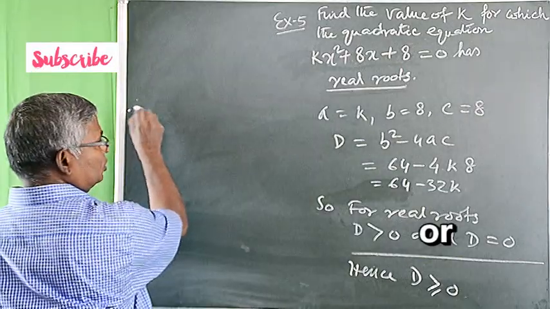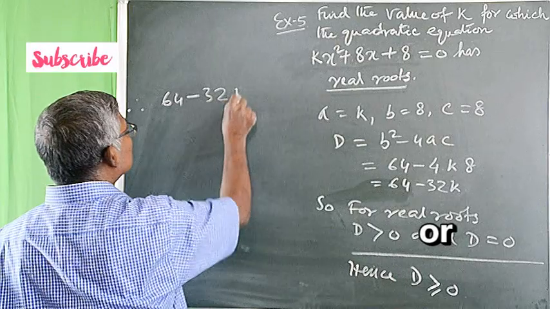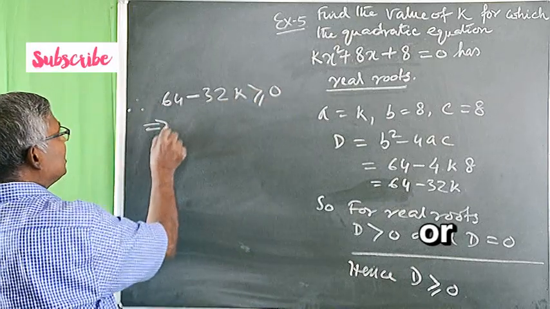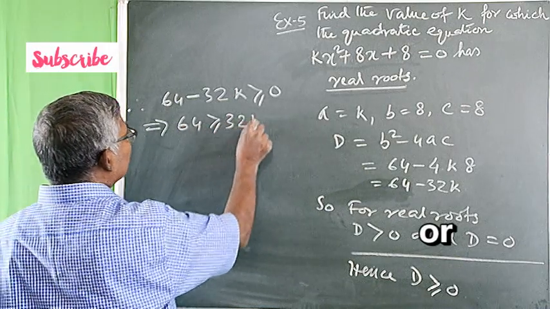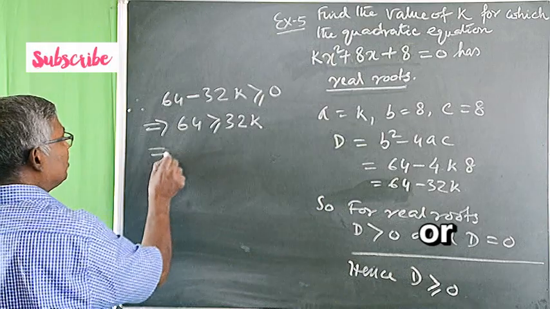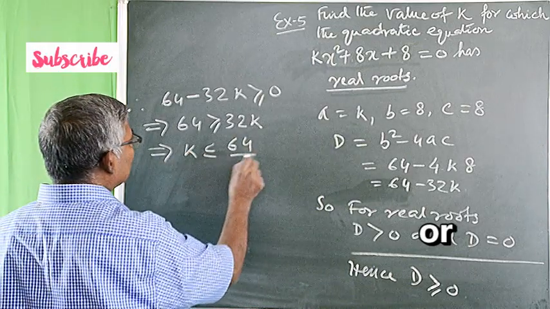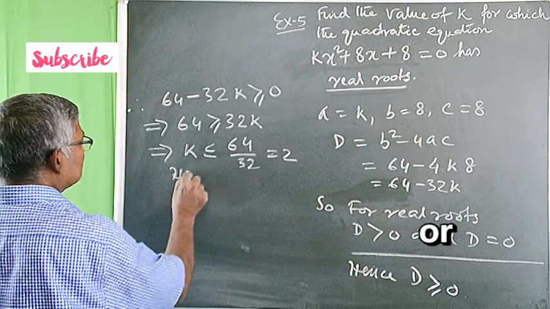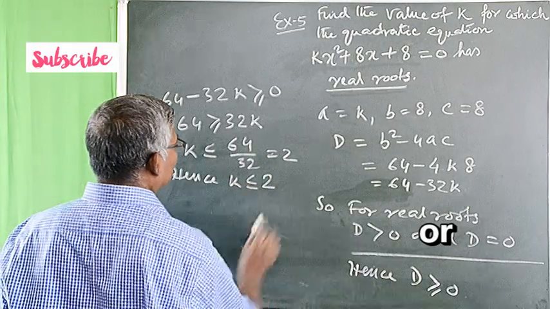Therefore 64 minus 32k greater than or equal to 0. This implies that 64 greater than or equal to 32k. This implies that k less than or equal to 64 by 32 equal to 2. Hence k less than or equal to 2.